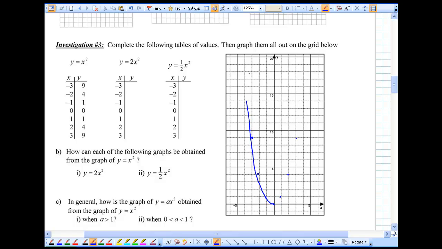Our good old standard parabola. We're going to do y equals 2x squared, so notice we have to do the exponent part first. Negative 3 squared is 9, times 2 is 18. Negative 2 squared is 4, times 2 is 8. That's 2, 0, 2, 8, 18. Let's plot these on the graph.